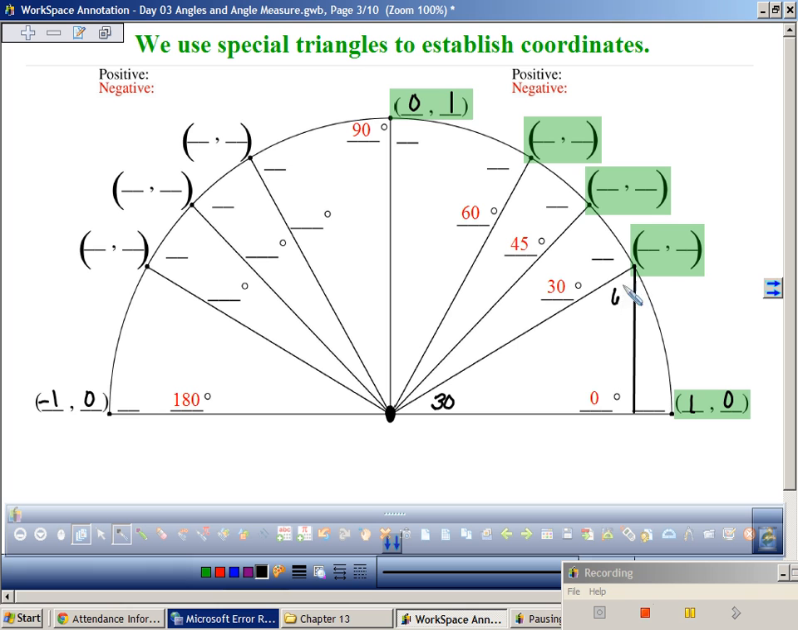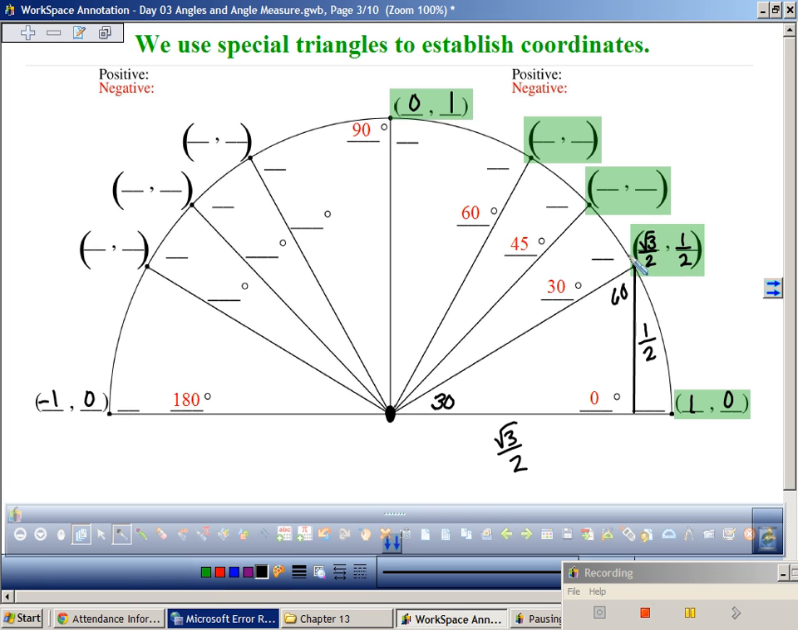Like you guys said, this would be 60. If this is 60 and this is 30, what's this side? Root 3 over 2. And what's this side? 1/2. So what would this coordinate be here? I have to go over on the x, how far? Root 3 over 2. And up 1/2.